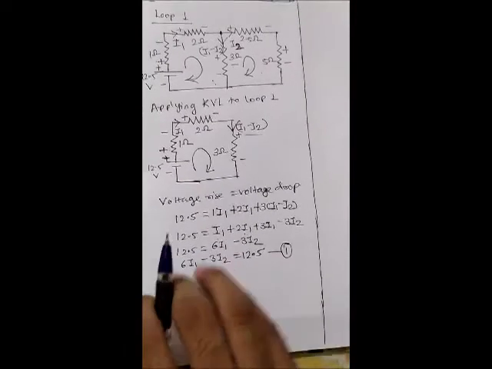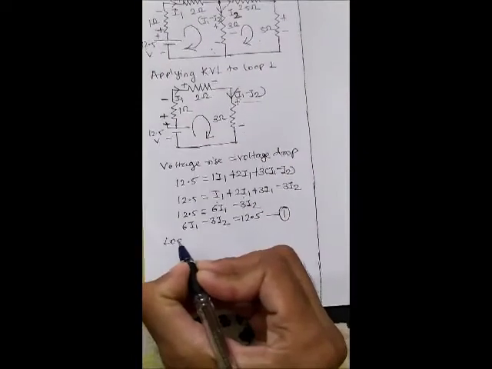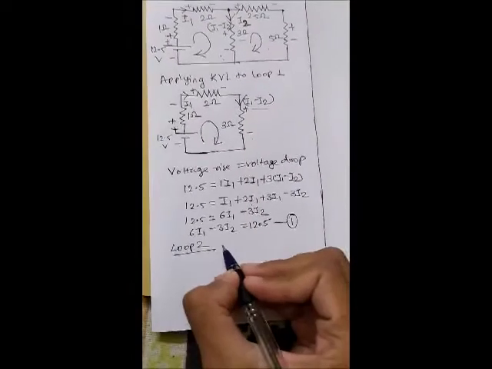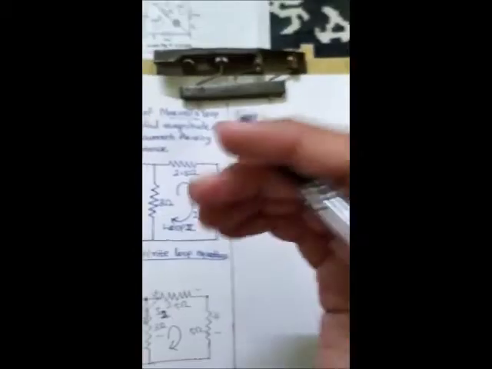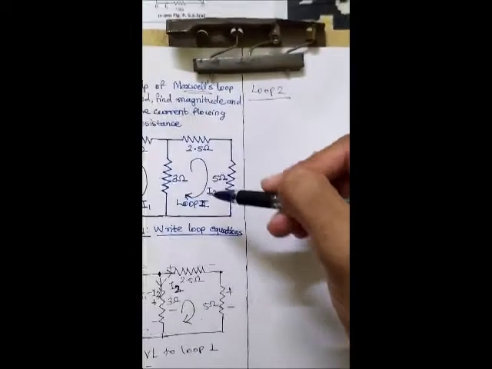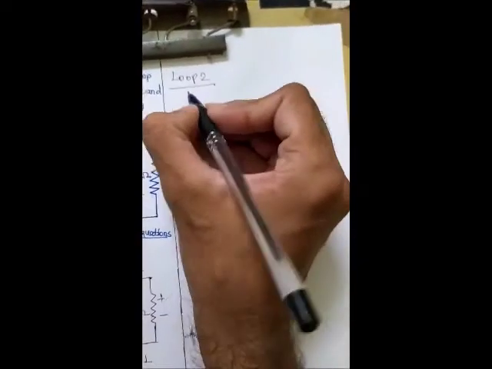Now solve similarly for loop 2. For loop 2 we will see on the next page here. So loop 2 means, see, now this loop we have to solve. So again I will draw the circuit diagram for loop 2.